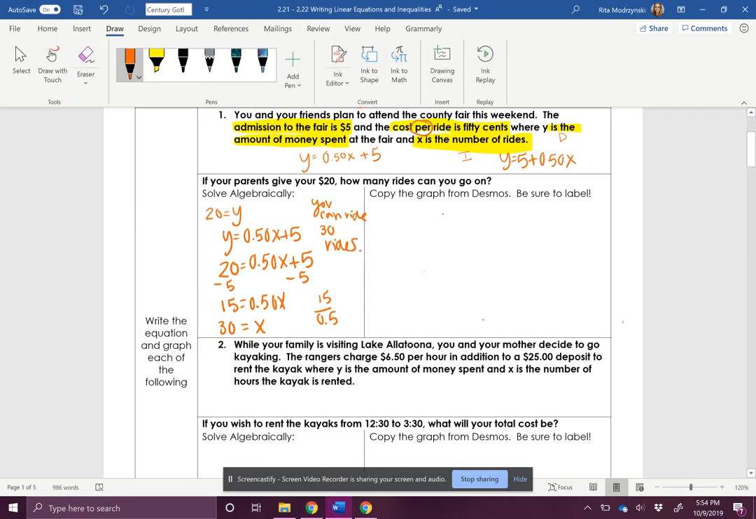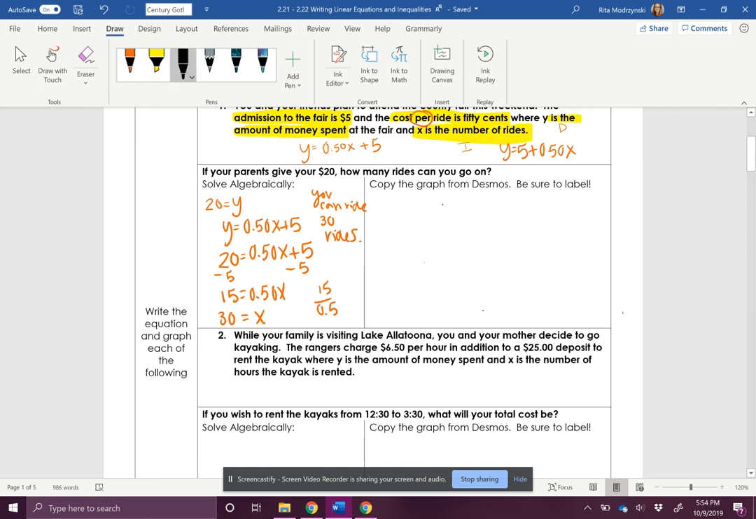Let's go ahead and draw our X and Y axis. All right, here's our X and Y axis. And we've got to label our X and Y axis. We know from above that X represents rides, the number of rides we actually get on. And the Y-axis represents total money spent.